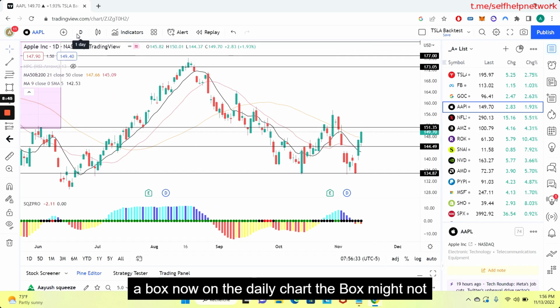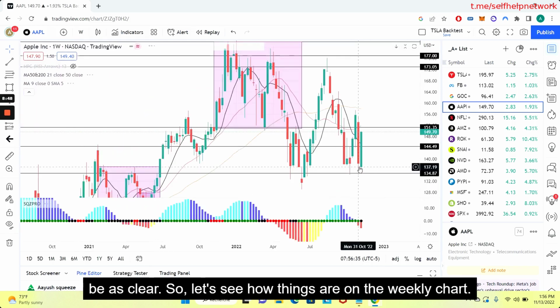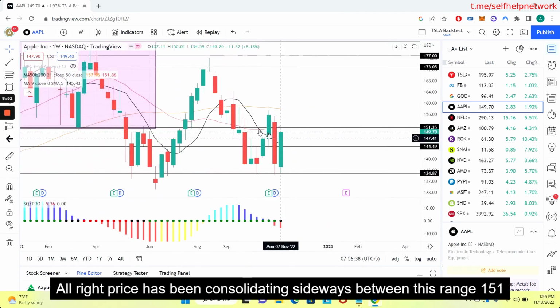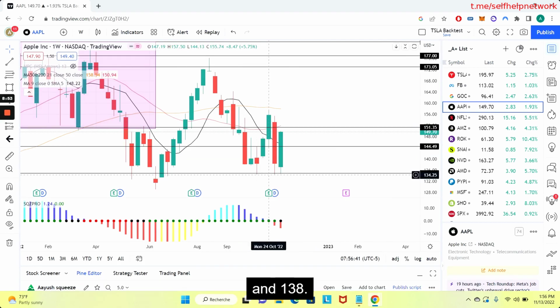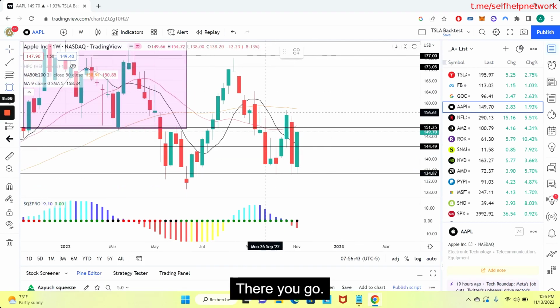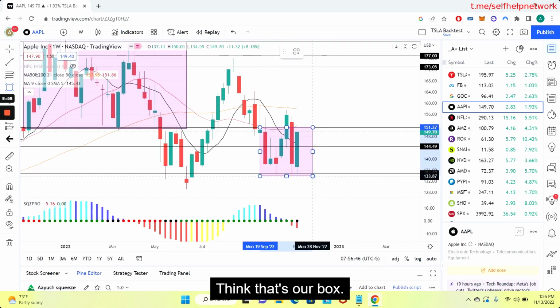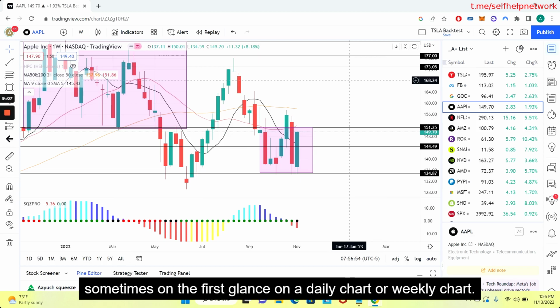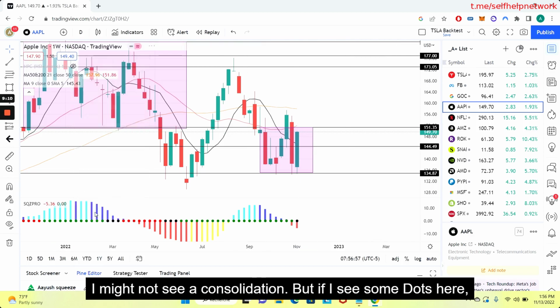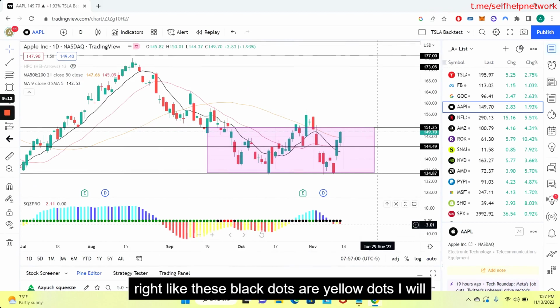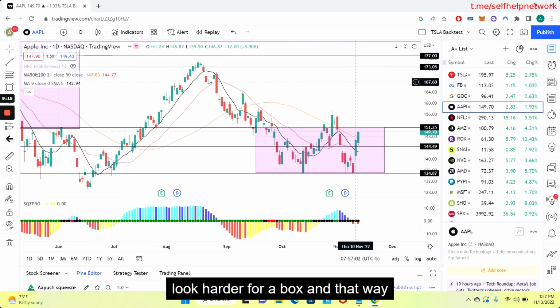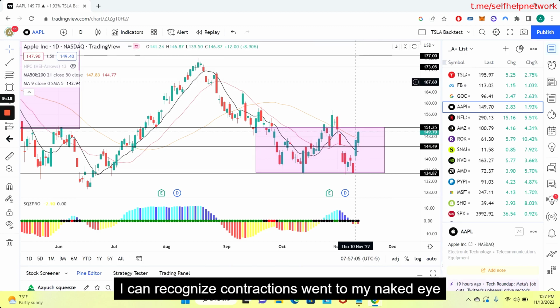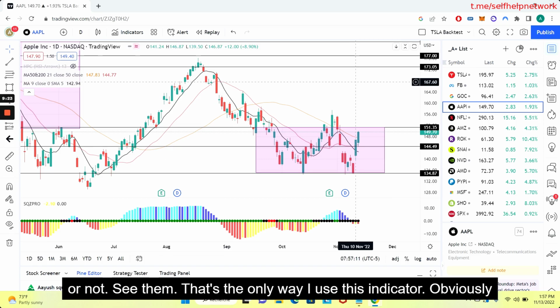Now, on the daily chart, the box might not be as clear. So let's see how things are on the weekly chart. All right, price has been consolidating sideways between this range, 151 and 138. There you go. I think that's our box. So when I'm going through a lot of charts, and sometimes on the first glance on a daily chart or a weekly chart, I might not see a consolidation, but if I see some dots here, like these black dots or yellow dots, I will look harder for a box. And that way I can recognize contractions when to my naked eye I would not see them. That's the only way I use this indicator.